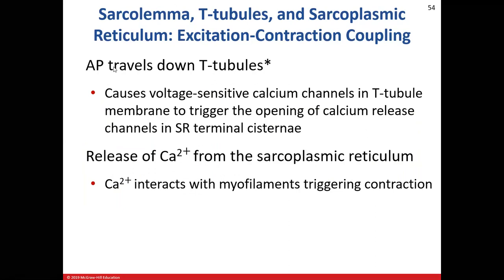Our action potential travels down our T-tubules. As it travels down the T-tubules, it causes the voltage-sensitive calcium channels in the T-tubule membrane to trigger the opening of the calcium release channels in the sarcoplasmic reticulum terminal cisternae. The release of calcium from the terminal cisternae goes into the cell, and the calcium interacts with our myofilaments. This is the process that actually triggers the contraction of the muscles.